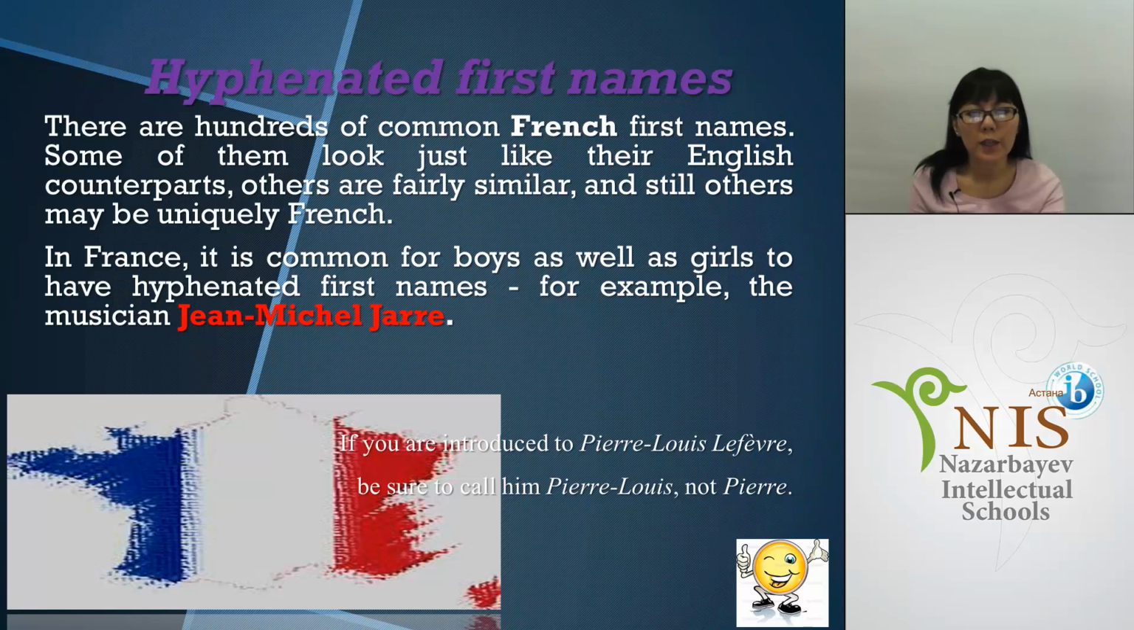For example, for 3. In most cases it was done for some musical purpose, like Jean-Michel Jarre, and it was done for good pronouncing of this name. And a note: if you're introduced to Pierre-Louis Lefray, be sure to call him Pierre-Louis and not Pierre. So there is a bit of difference, and sometimes people get insulted when they are called differently, not by what they are used to.